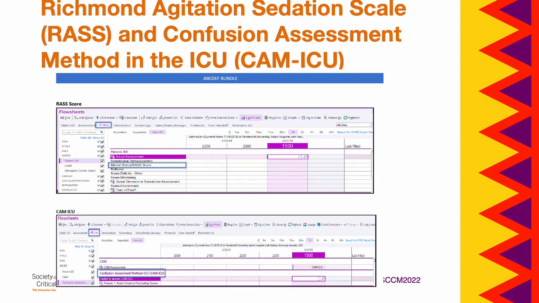And it does list the 4 different parts of the CAM-ICU, so whether the patient has acute fluctuation of mental status, inattention, altered level of consciousness, and disorganized thinking, so that the nurse doesn't have to actually calculate that, but it would tell them whether the patient was CAM negative or CAM positive. So that can be a helpful component of this.